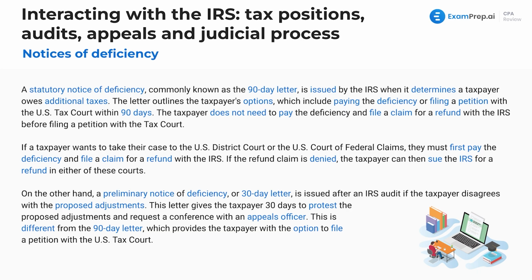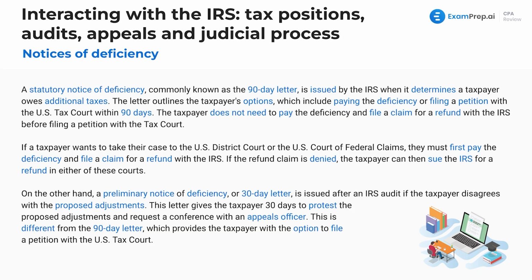Again, stuff to memorize here. The taxpayer does not need to pay the deficiency and file a claim for a refund with the IRS before filing a petition with the U.S. Tax Court. If a taxpayer wants to take their case to the U.S. District Court or the U.S. Court of Federal Claims, they must first pay the deficiency, again, something we saw, and file a claim for a refund with the IRS. If the refund claim is denied, the taxpayer can then sue the IRS. I mean, just saying that right there, that sounds a little spicy, for a refund in either of these courts.